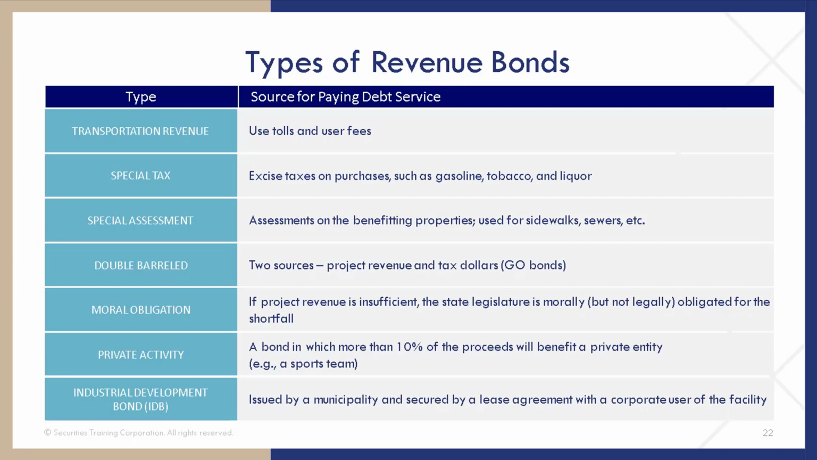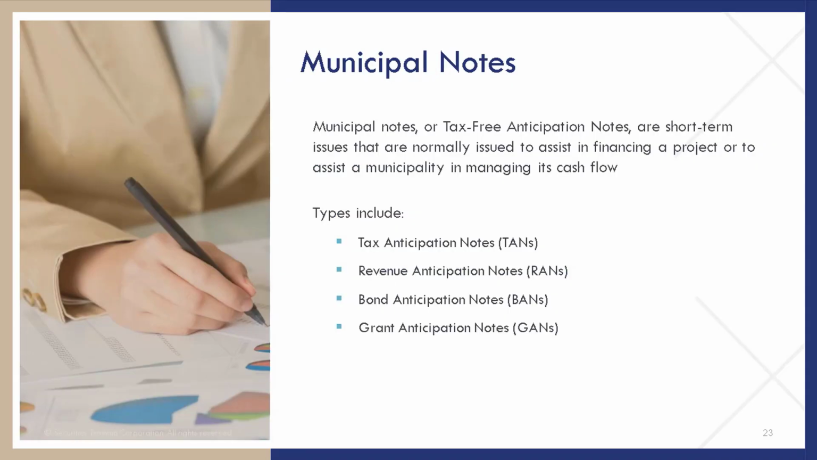And the way they work is the municipality, or the authority created by the municipality, leases the facility to the corporate user, and it's the lease payment from the corporation that's backing the bonds. And usually that's all they're pledging to back the bonds, the payment from the corporate user. So the credit of an industrial development bond is generally based on the credit of the corporation, not the municipality. So those are the different types of municipal bonds.